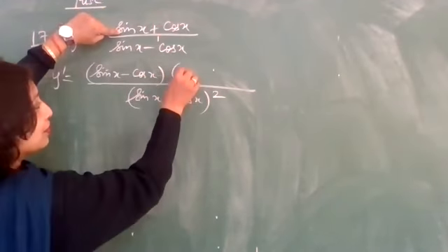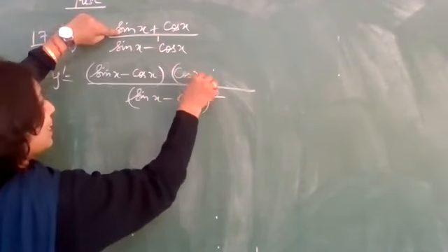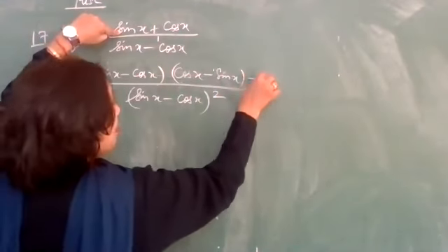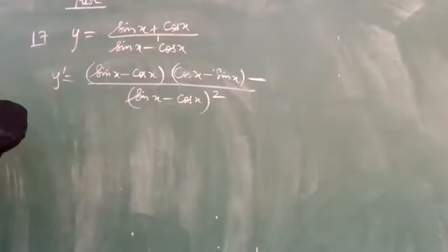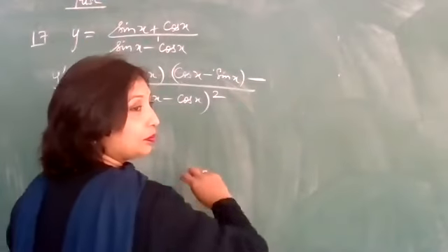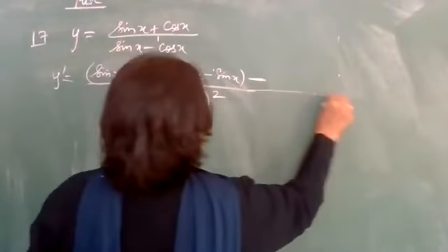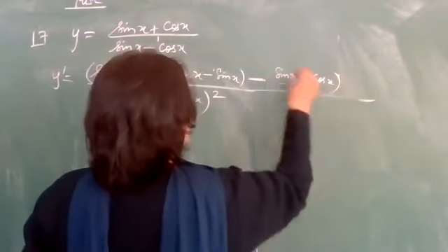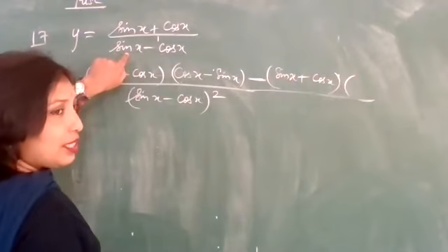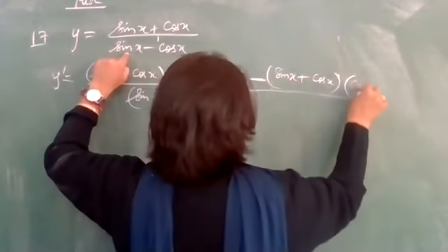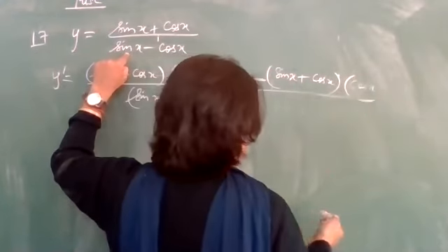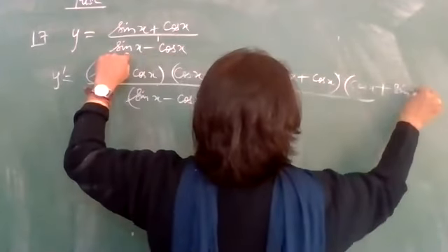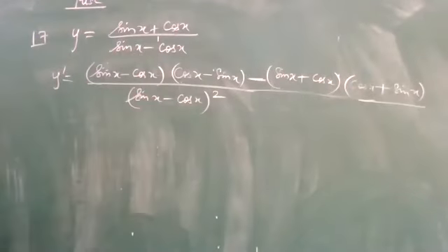Derivative of sin x is cos x. Derivative of cos x is minus sin x. We have a minus sign in between whenever we apply the quotient rule. Numerator as it is, derivative of denominator. Now the denominator is this: derivative of sin x is cos x, derivative of cos x is minus sin x, and there is already a minus before it, so it becomes plus sin x. Now we will multiply all the terms.